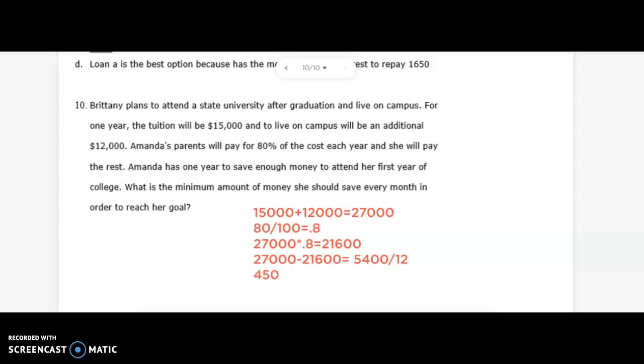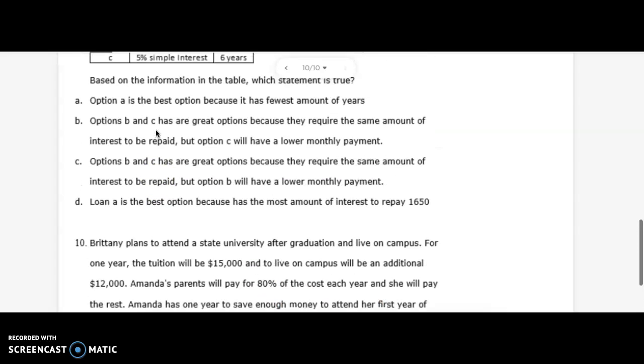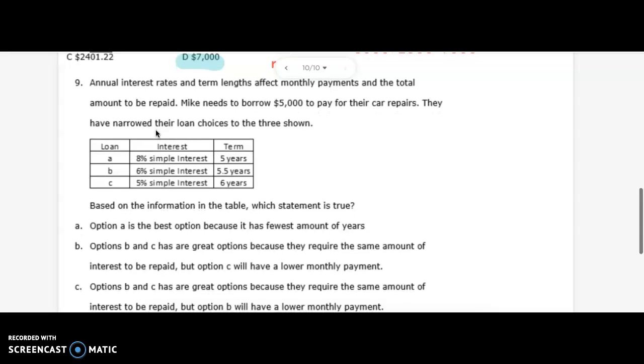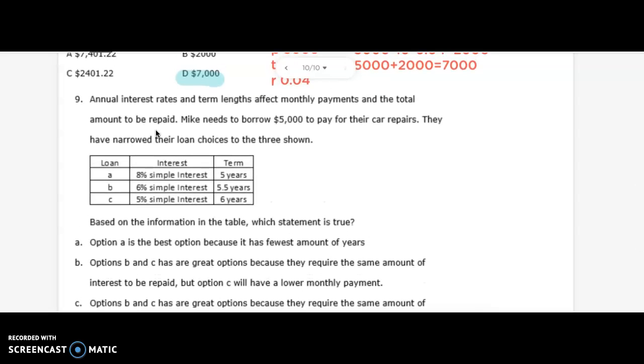All right. Now let's go up to number 9 because I skipped that one. Because 9 is pretty heavy. All right. So this is telling you that the annual interest rate and the term of the loan, how long the loan is, affects the monthly payments and the total amount that has to be repaid. All right, that makes sense. Okay, Mike is borrowing $5,000 to repair his cars. They've narrowed it down to the following 3 choices.